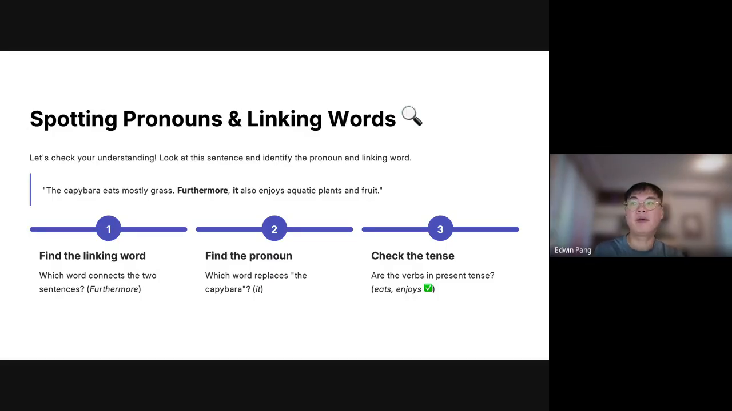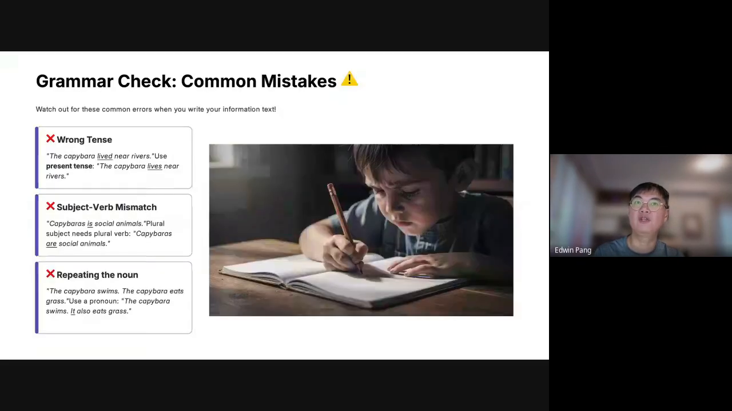But can you all remember that we use linking words? We replace our subjects with pronouns and we use the present tense. Can you remember we did that today? Those are the 3 main features of a text. So always be careful of your tenses. Always be careful of your subject-verb agreement. And don't keep repeating the name of the capybara. Always change it to a different name. Everybody okay? All clear?